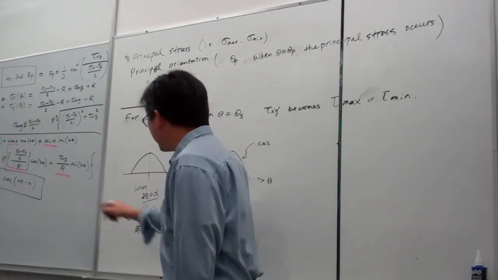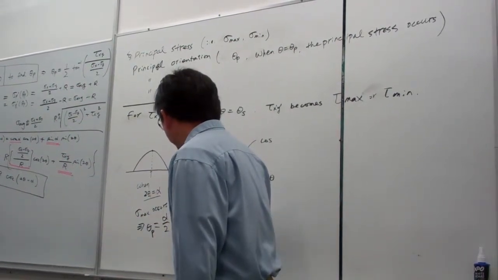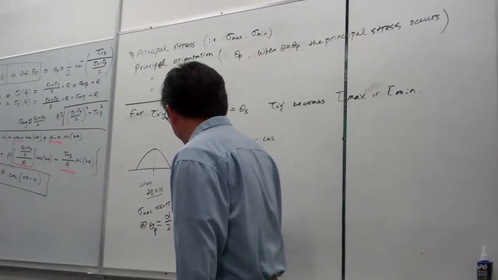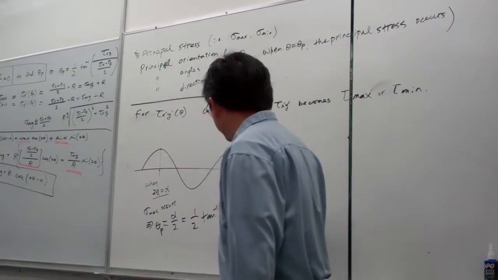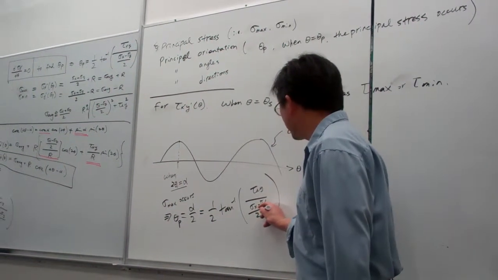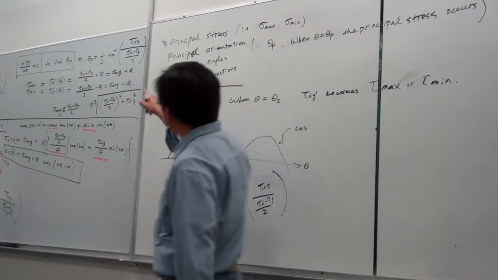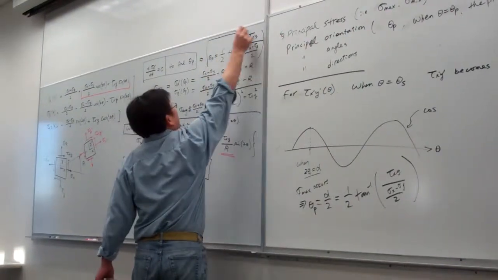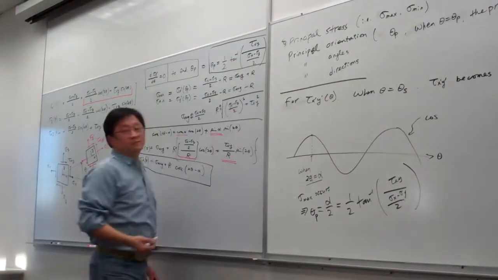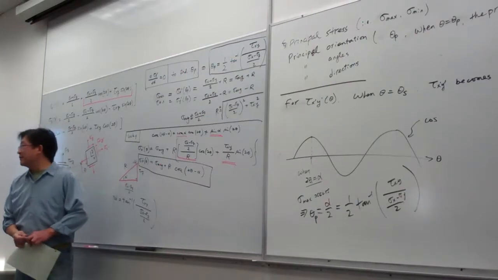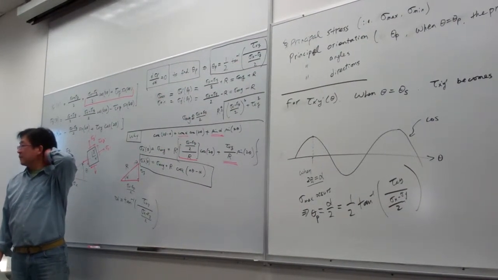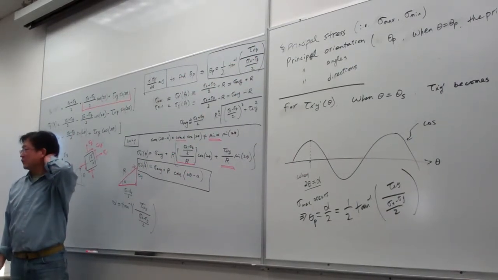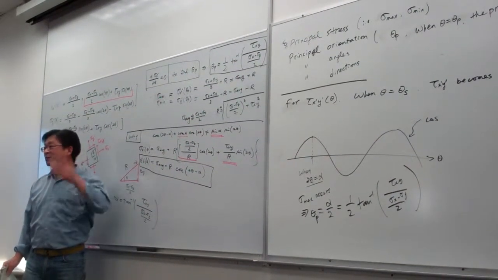And then what is alpha? We have the information there: it is arctangent of tau xy and sigma x minus sigma y divided by 2. So you can see this value is what we have done here. Okay? Yes or no? Yeah. And I'm going to proceed.